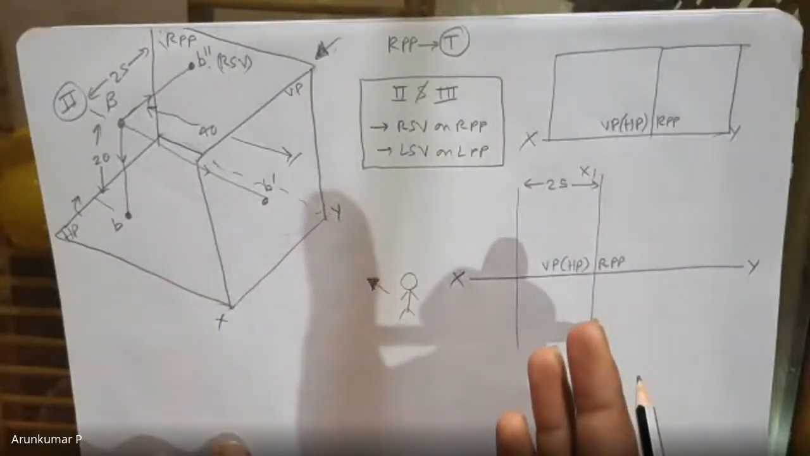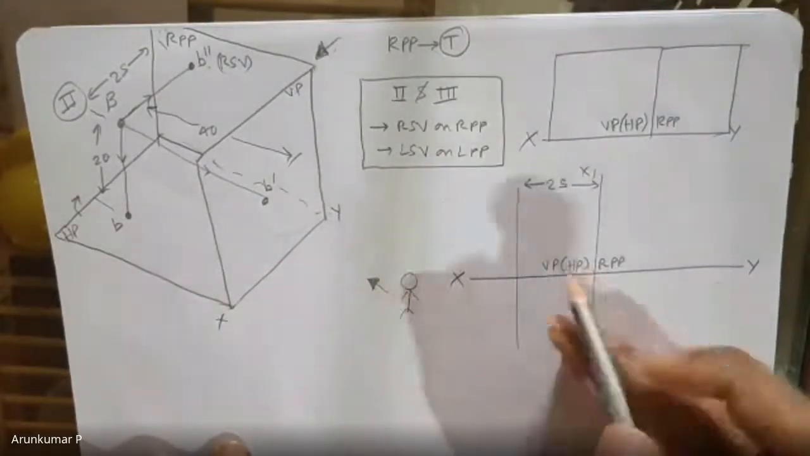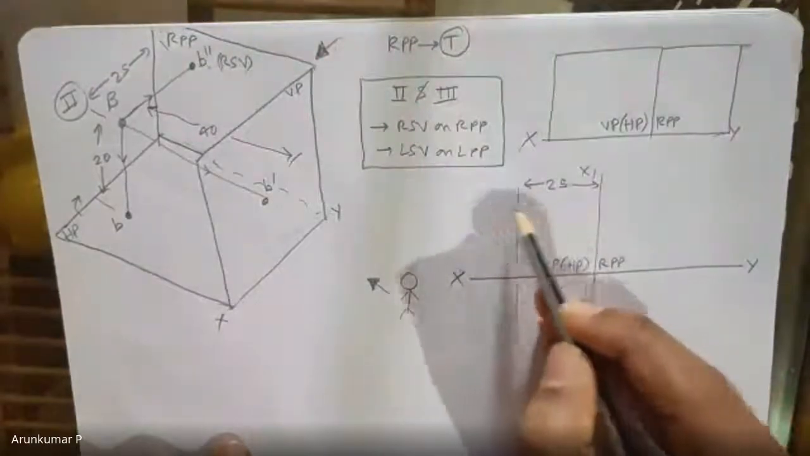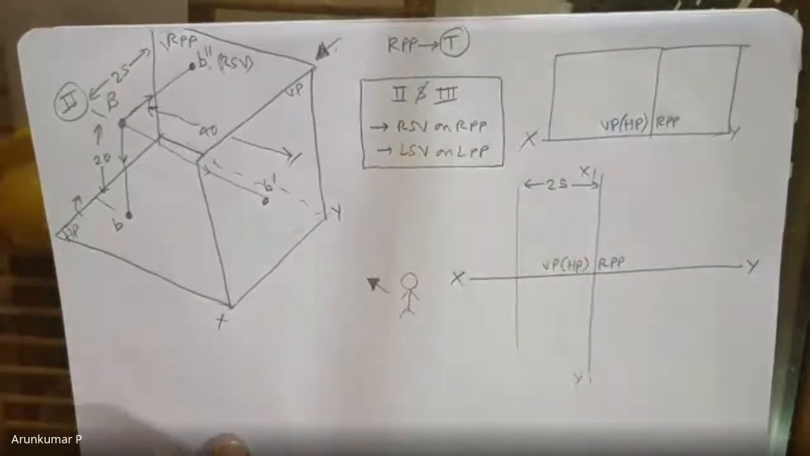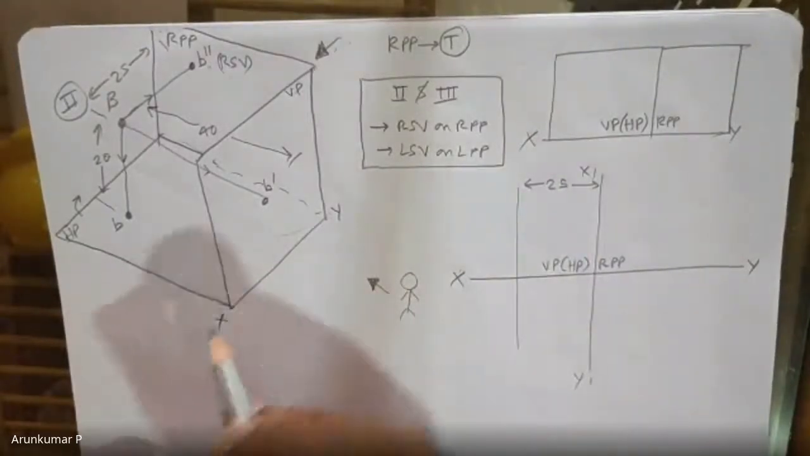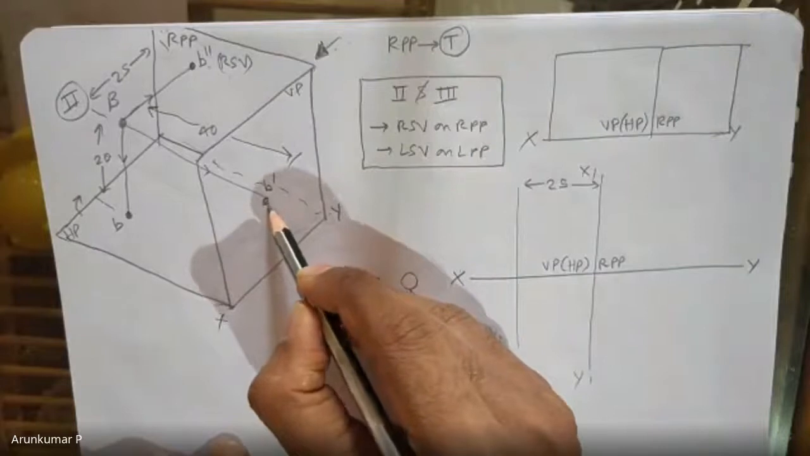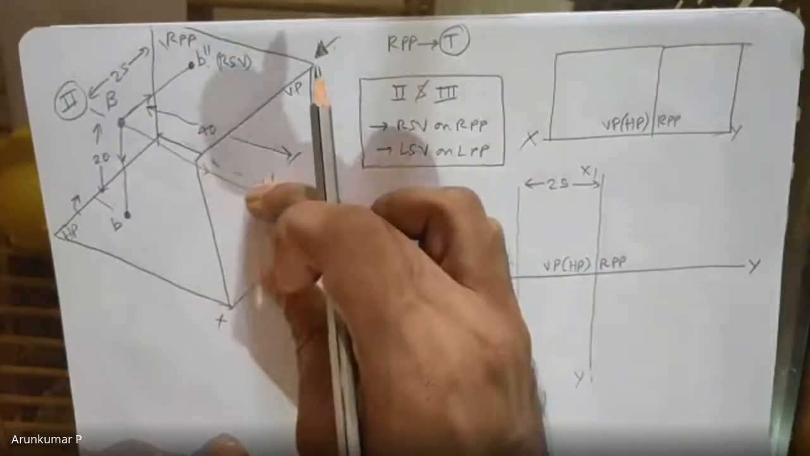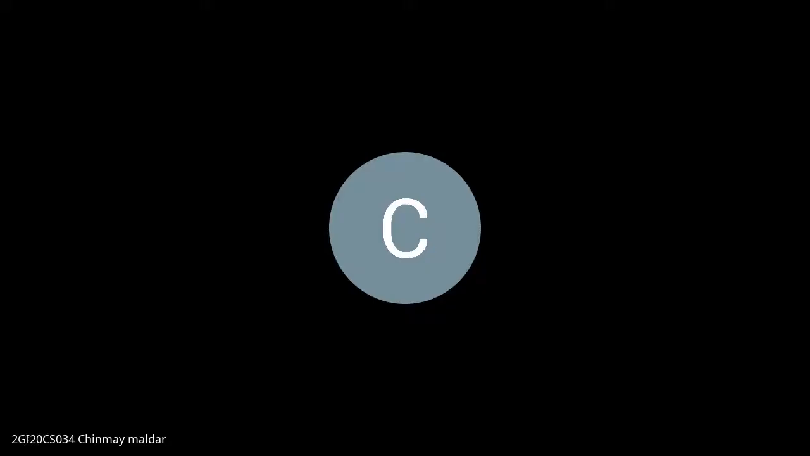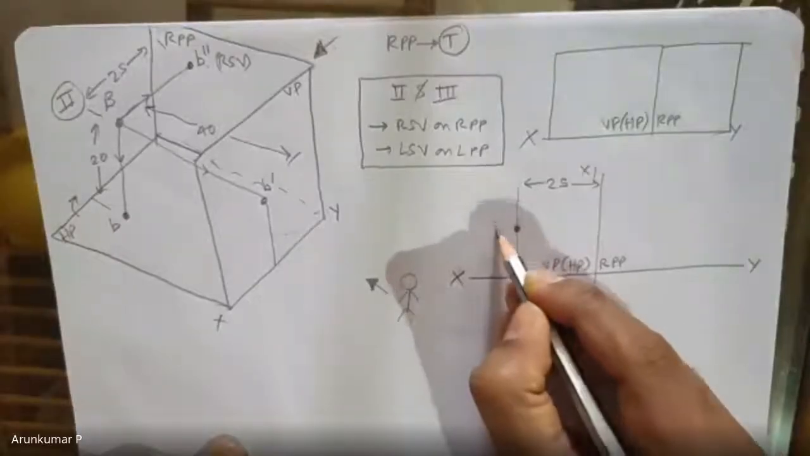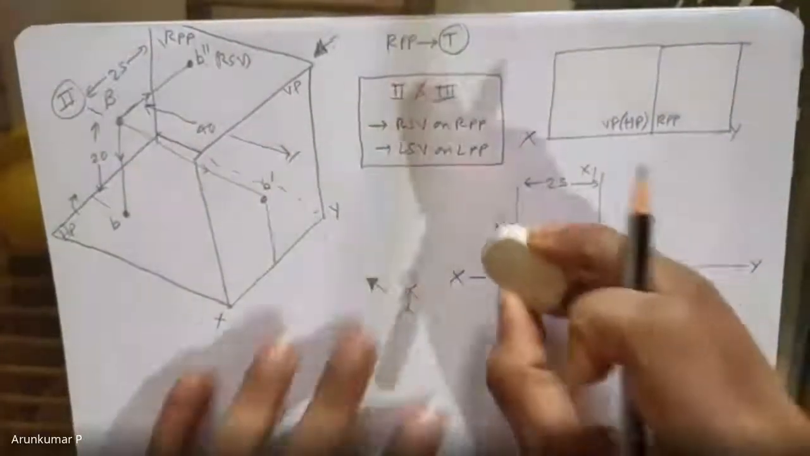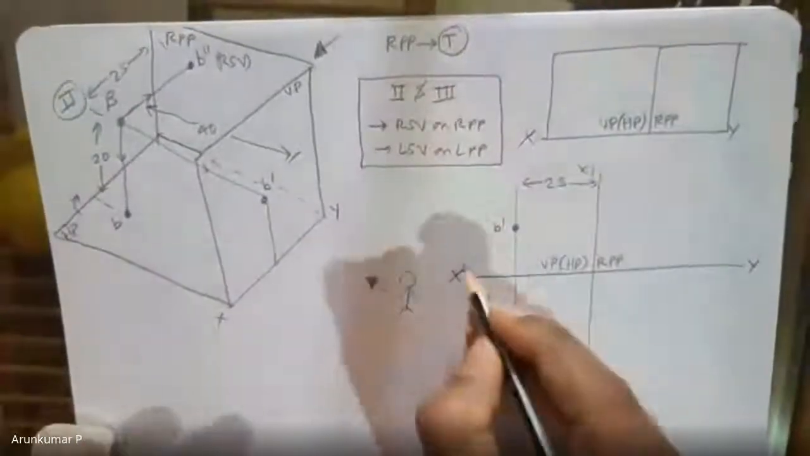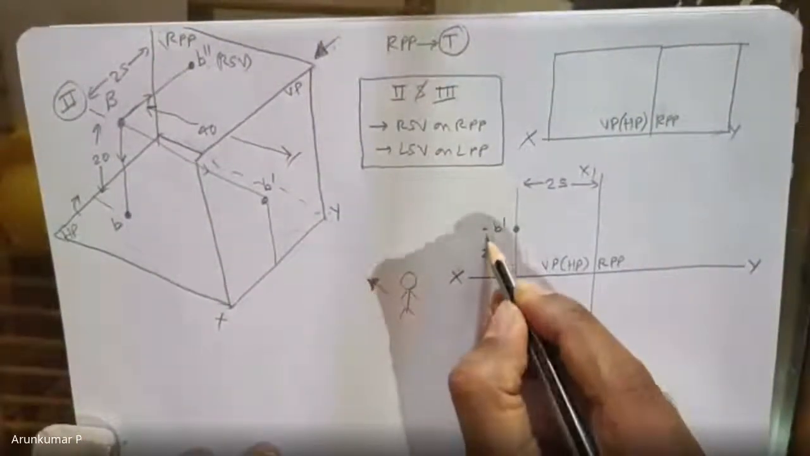In this case, since you're dealing with the second quadrant, both front and top view will be in the same area, because VP and HP are together above XY line. So now you have to find out where you're going to get the front view and where the top view. Tell me, B dash is at what distance from XY line? 20 mm. So somewhere here, you'll get B dash, at a distance of 20 mm.